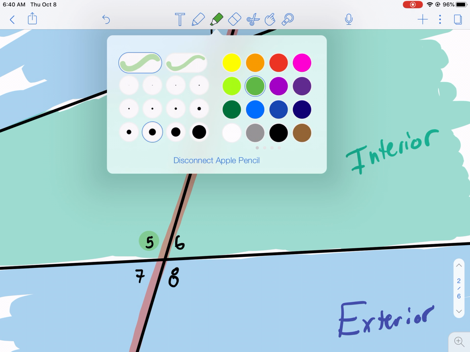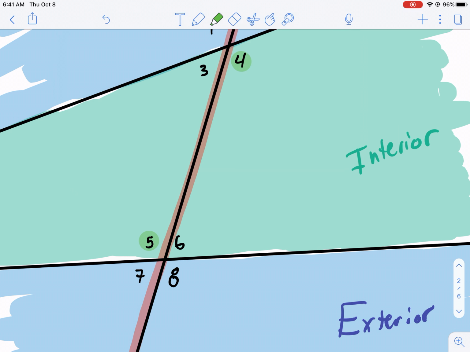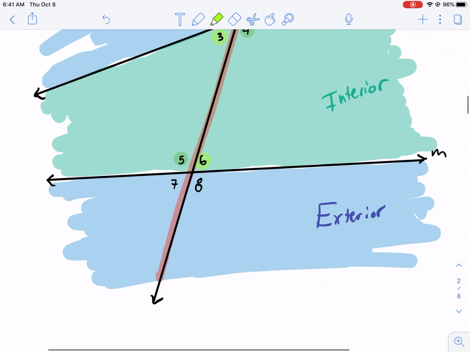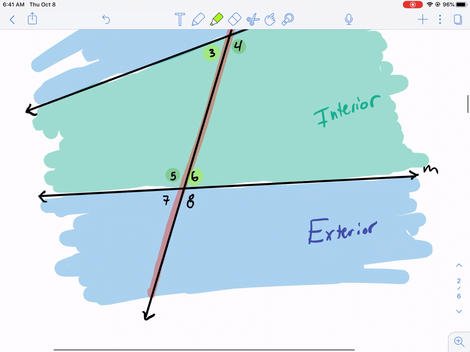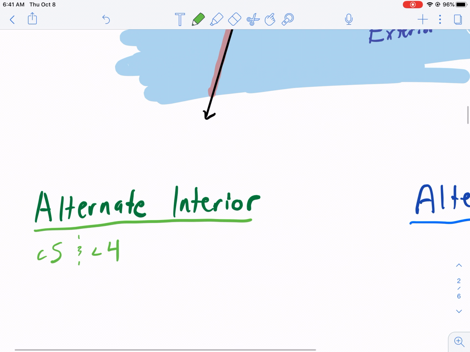Next one. Let's stay with green. Let's go with this laser color. We have 3 and 6. Those are on alternate sides of the transversal and they are on the interior. So we have angle, I hope you guys can see this, angle 3 and, let me put this vertically actually.